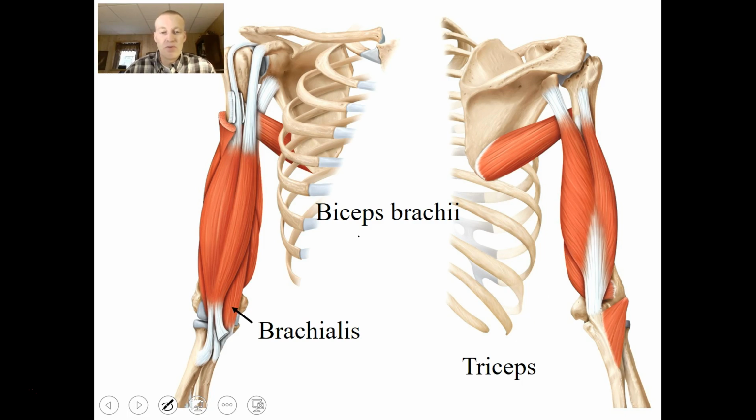So the brachialis is located underneath of the biceps brachii, and that's called the brachialis. And then on the back side or posterior side, we have the triceps, and there's actually 3 parts to it. 1, 2, 3. So triceps means 3 heads. And this allows you to extend your arm, your forearm.